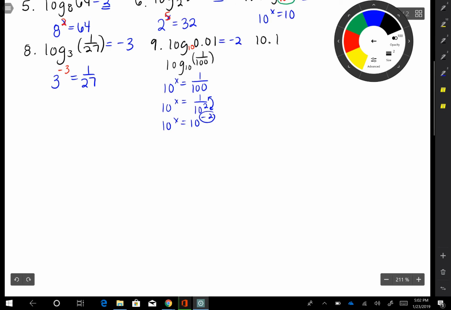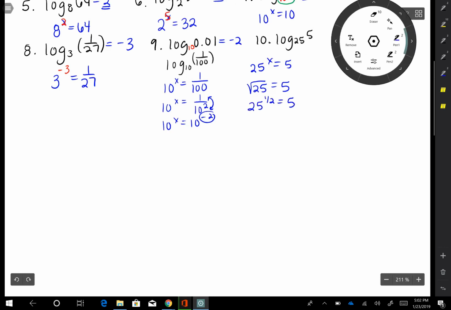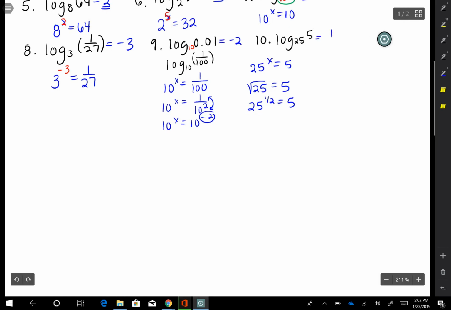How about log base 25 of 5? So this one I'm asking myself, 25 to what power gives me 5? This is a special one because maybe you're thinking, well, I know 5 squared is 25. Oh, but I'm supposed to put the exponent on 25. So what we can remember is that the square root of 25 is 5. And remember, the square root is the same thing as taking the 1/2 power. So this is actually 1/2.